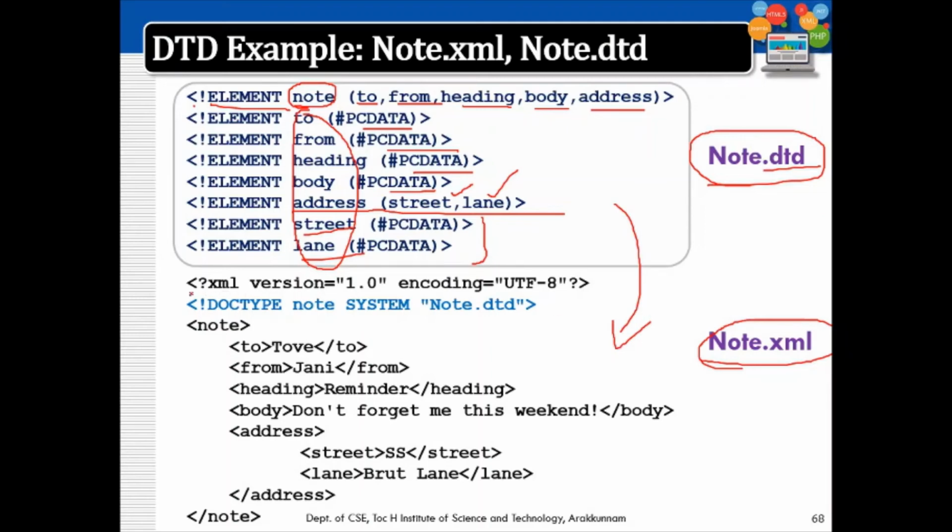When I create the XML, I have to add the prologue. Then I have to create a linkage to this DTD file. How will you do that? Exclamation DOCTYPE, name of the root node, then SYSTEM, path, not.dtd. Now you have to write the XML conforming to the rules. So what is the rule? Not. Then you have to write to, from, heading, body, address. It contains street and lane, so you have to write them as sub elements. So hope you understood how to write a DTD if you are given an XML, and also how to write an XML if you are given a DTD.